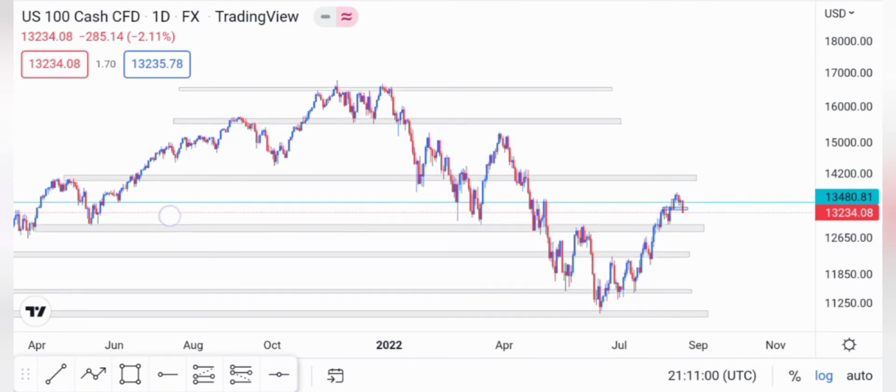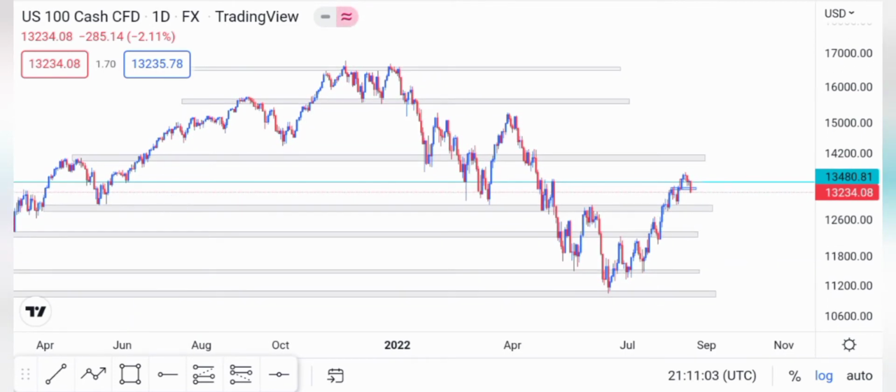Okay, so now we are on NAS100 on the daily time frame.